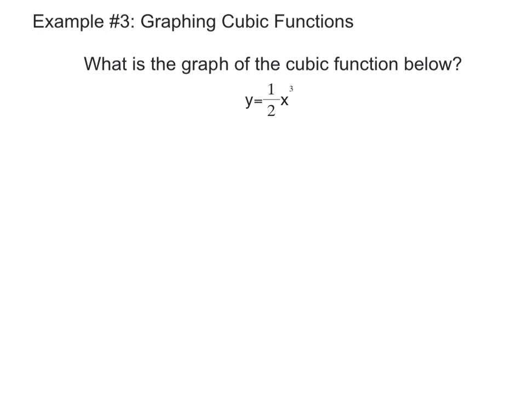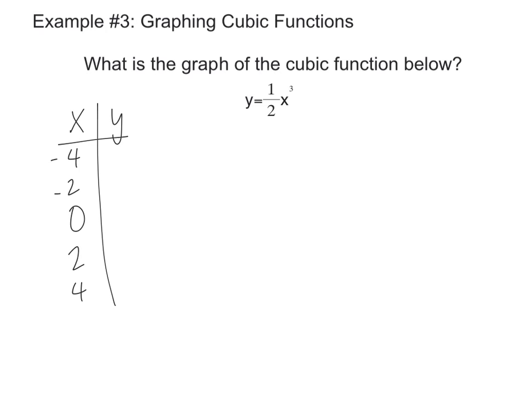So if that's the case, then when we create our table, 0 will be in the center. I'll pick 1 and 2, and also -1 and -2. And actually, let me back up, because remember, when we have a fraction, we want to use the multiples of the denominator. So I'm actually going to use 2 and 4, and then -2 and -4.